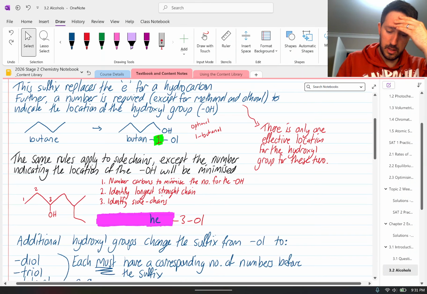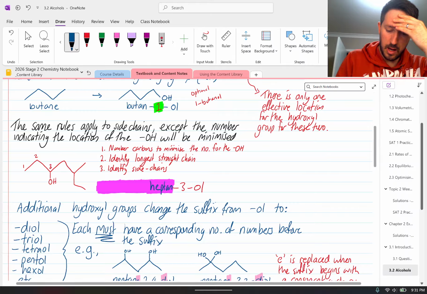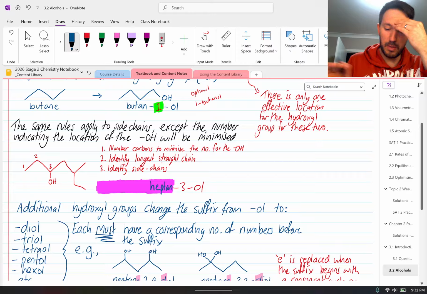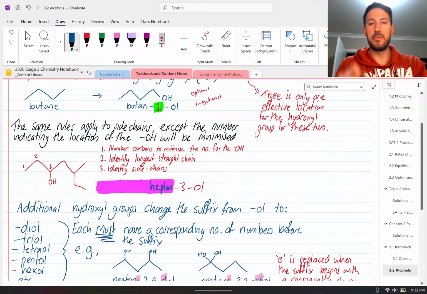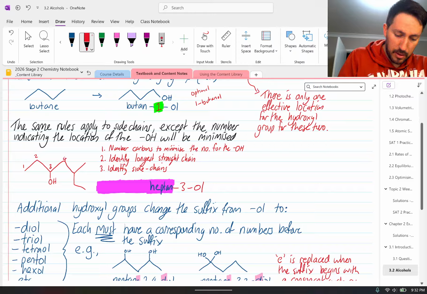So let's scroll down. This is actually not hept-3-ol, it's heptanol. There's probably a reason why I gave us so much space. Regardless, we all make mistakes. Nothing that can't be erased. Now, so we've got heptan-3-ol, and we're going to relabel our carbons.